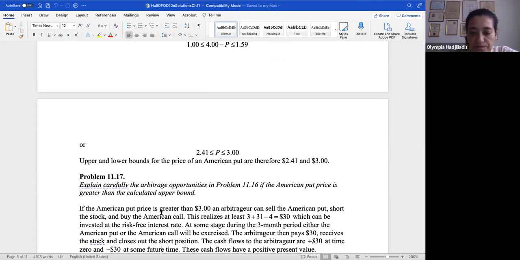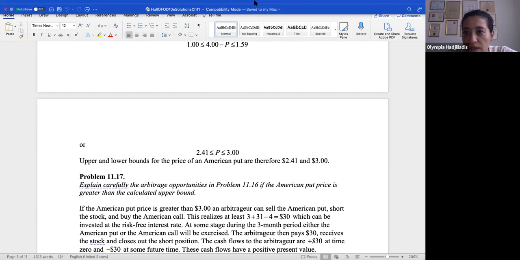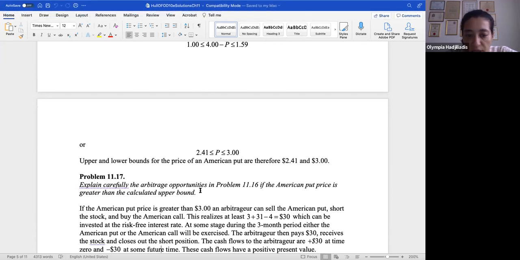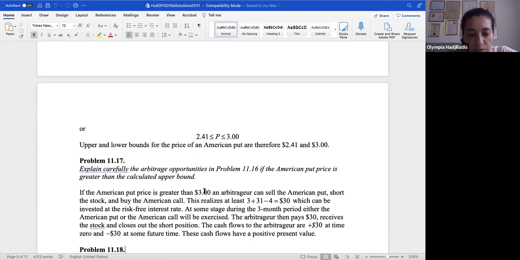Let's go through the next problem, which is interesting. Explain carefully the arbitrage opportunities in problem 11.16, the previous problem, if the American put price is greater than the calculated upper bound. If the American put price is greater than $3, an arbitrageur can sell the American put, short the stock, and buy the American call. This realizes an immediate income of $3 plus $31 minus $4, which is $30, which can be invested at the risk-free interest rate.